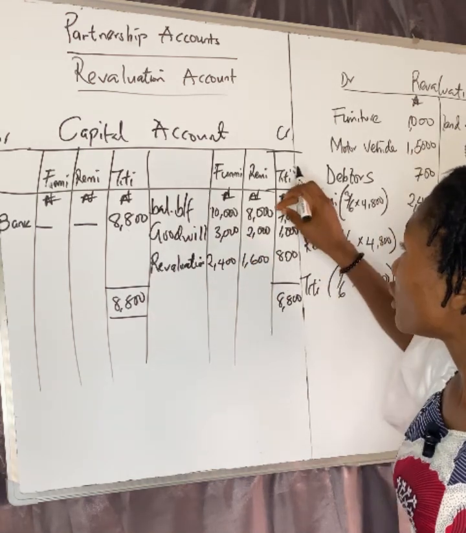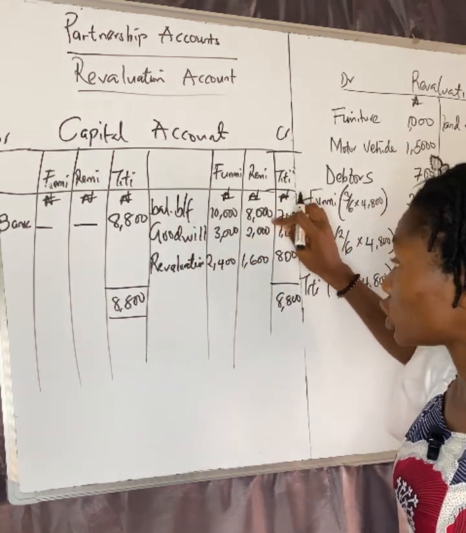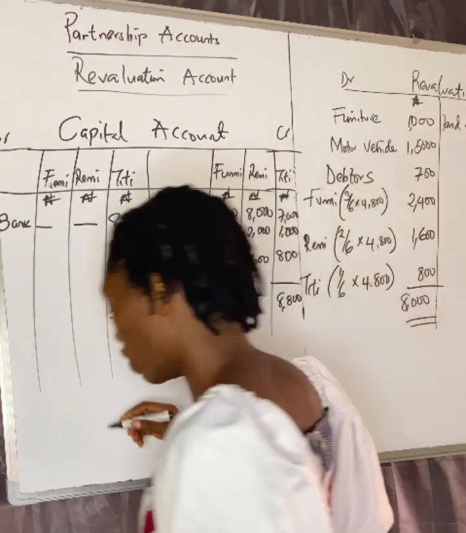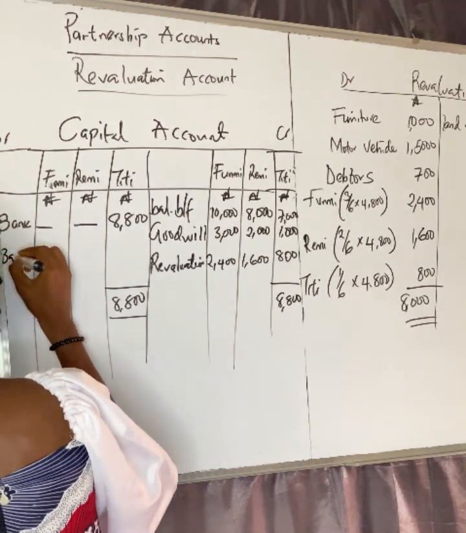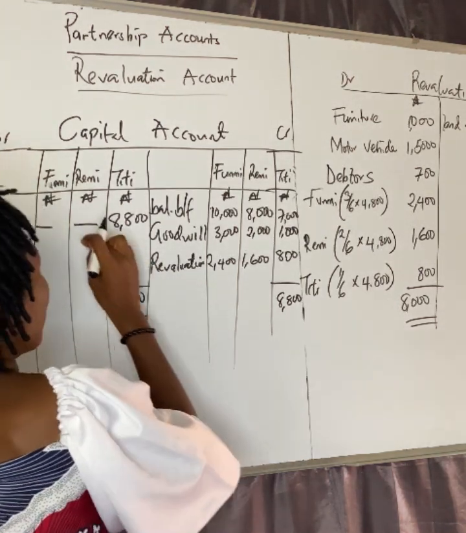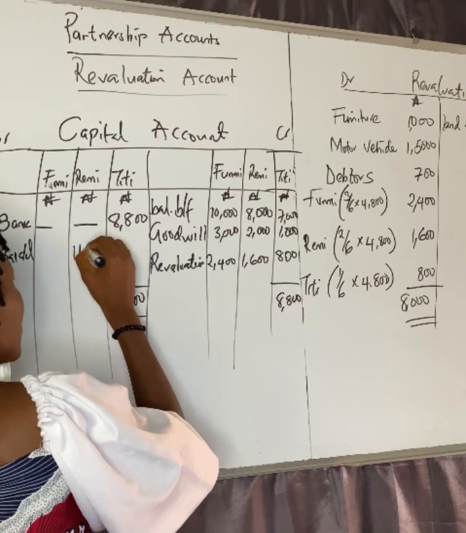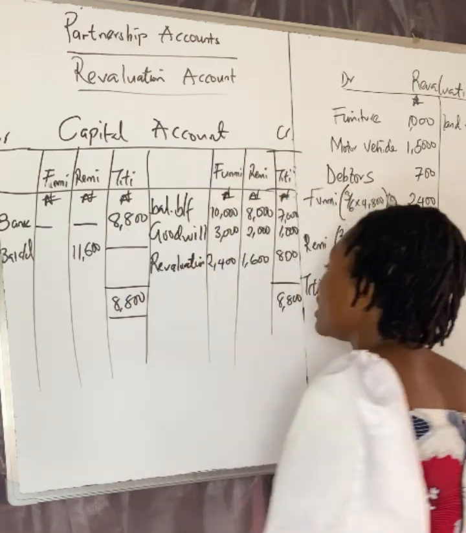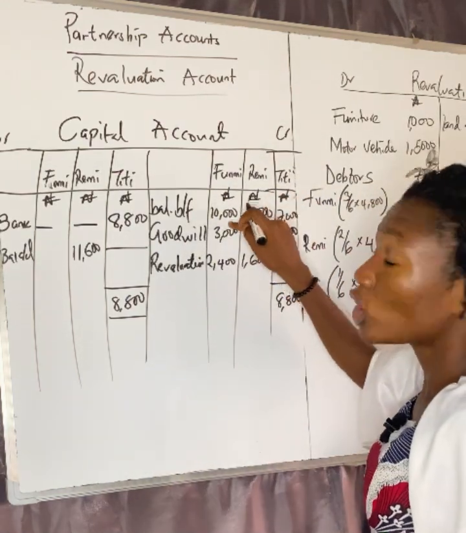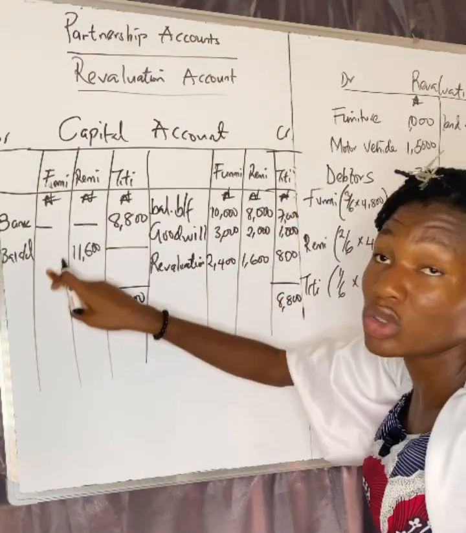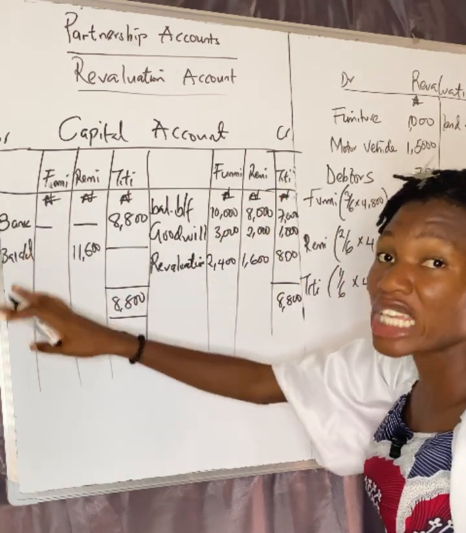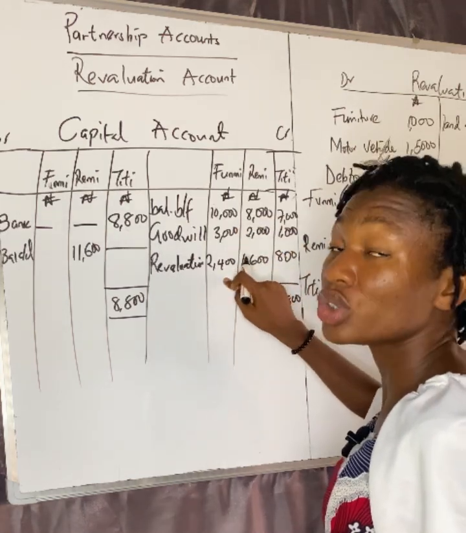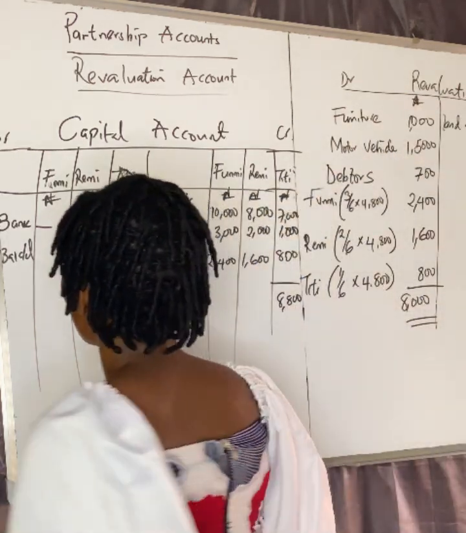So for Remy, we are having 8,000 plus 2,000 plus 1,600, and that's going to give us 11,600. So this is our balance carried down. For this person Remy, we are having 11,600. Now Titi is no longer here, so there's no balance for her. And then for the first person we are having 10,000 because there's nothing on the debit side, so we're just transferring the entire amount as the balance. We are having 10,000 plus 3,000 plus 2,400, which is 15,400.